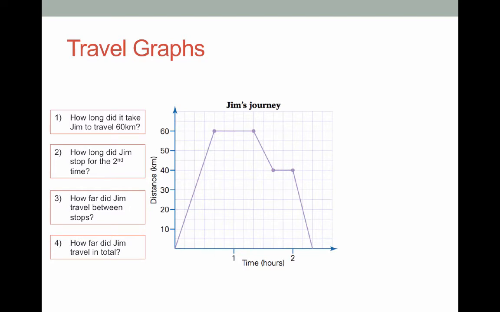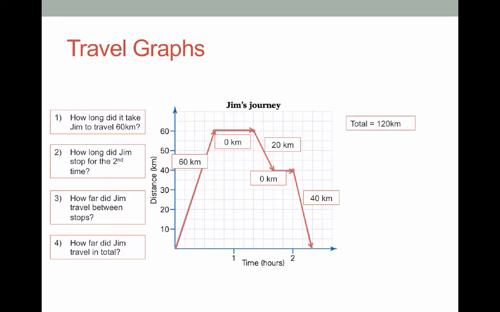Question number 4. How far did Jim travel in total? Pause the video. Okay, we want to look at distance. So he started traveling and he traveled 60 kilometers, then he stopped, then he came back home for 20 kilometers, then he stopped again, and then he came back home for 40 kilometers. In total, that's 120 kilometers. Now, it would have been easier just to count the first 60 away from home and then the 60 back, and that'll tell you the total journey. You don't have to work them all out in between.